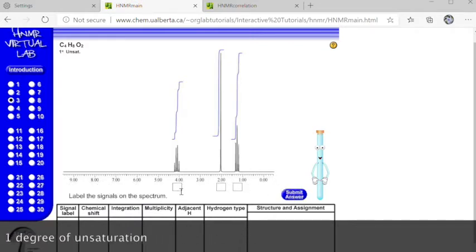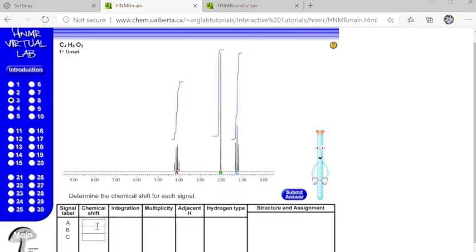And so the next thing you're going to do is put A, B, and C underneath each of the signals in there, and it will transpose the A up above. And then you're going to estimate the chemical shift. So that's about 4.1. That one's about 2.1. And that last one is about maybe 1.3. So fill in the boxes and then hit submit, and it actually will correct you if you're off by a little bit.